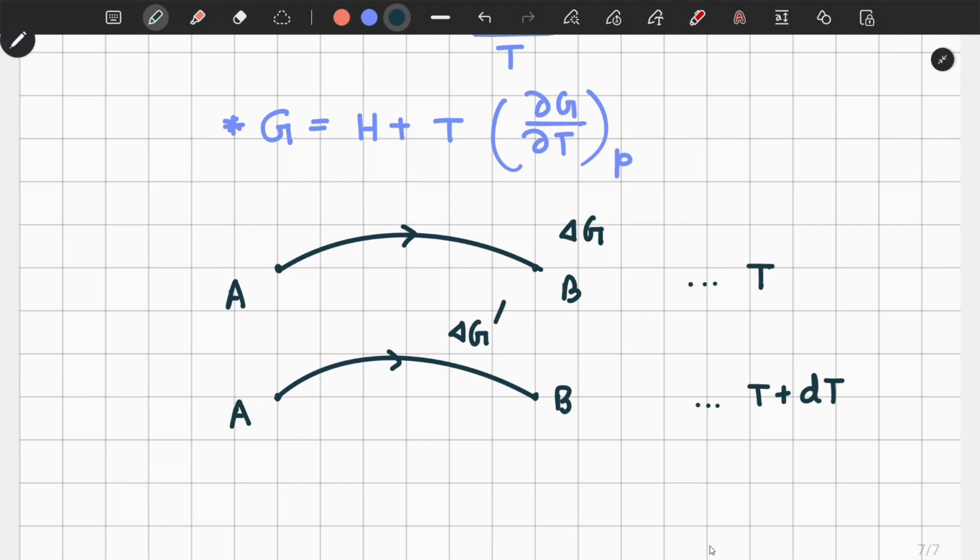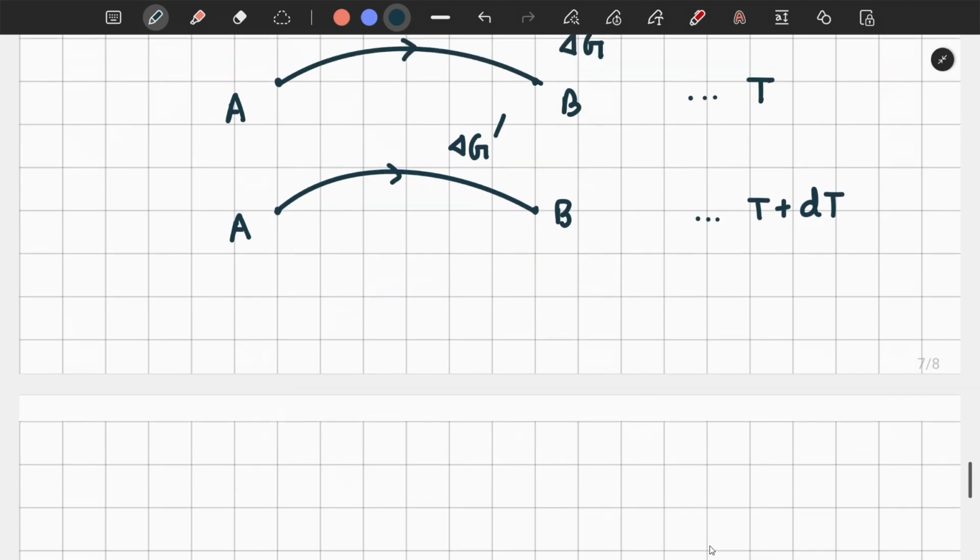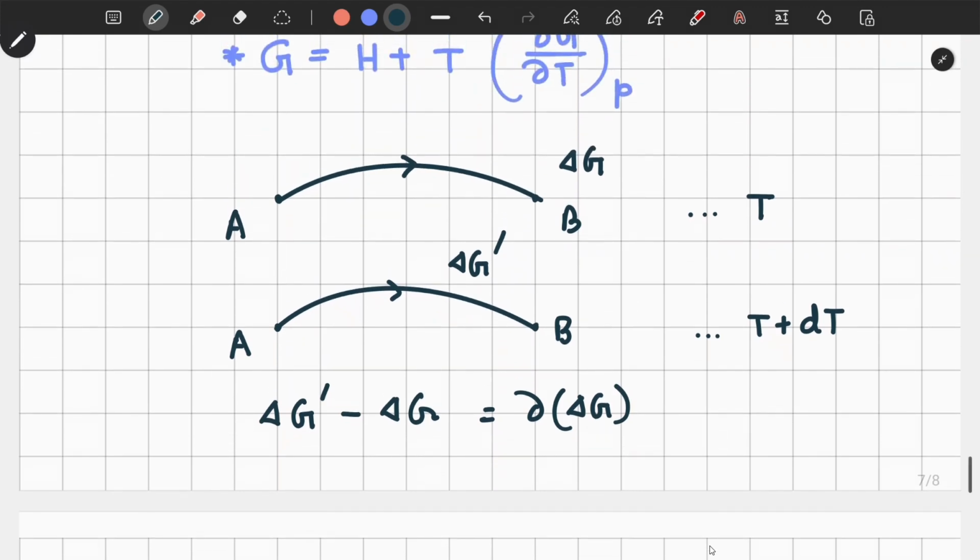Yes. Okay. So if that is true, then if we want to calculate what will be del G prime minus del G, that is eventually delta of del G, because this is an infinitesimally small change. You can write it as del G plus delta of del G, because we are changing the temperature very little, so it should be a very small change.